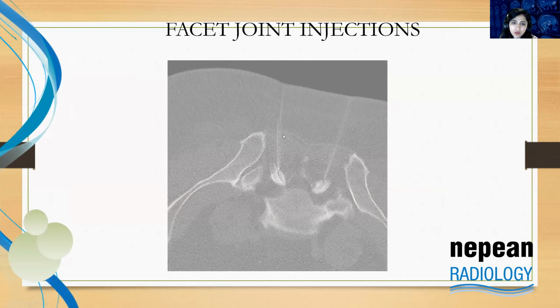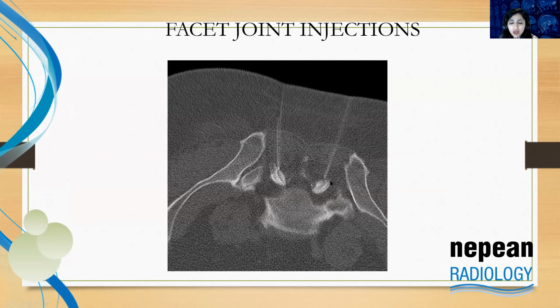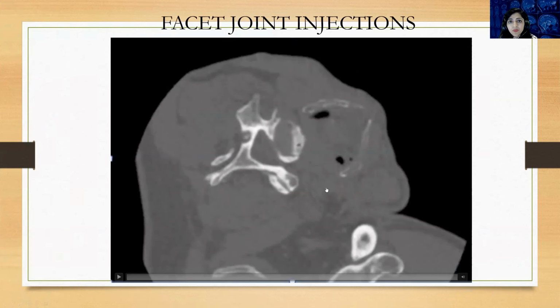So this is our facet injection. I told you that facet joint injection we can perform 2 in one day, other injections no. This patient has bilateral facet joint disease, and the level was the same, so that's why the radiologist decided to do both sides at the same time. So this is a facet joint injection.